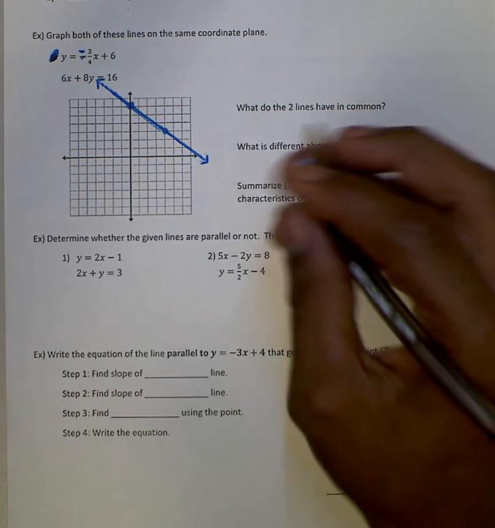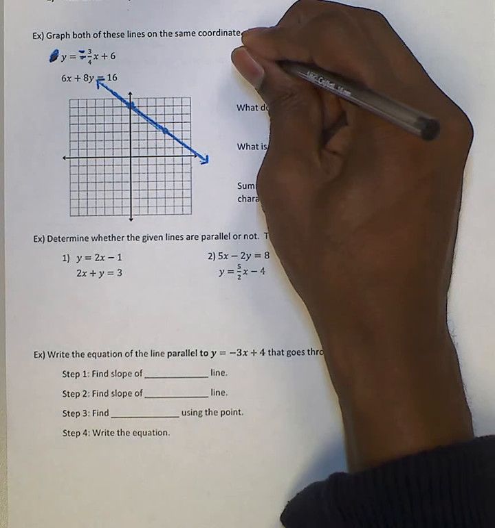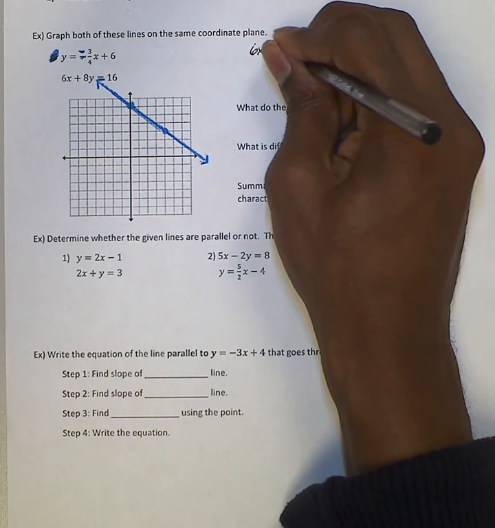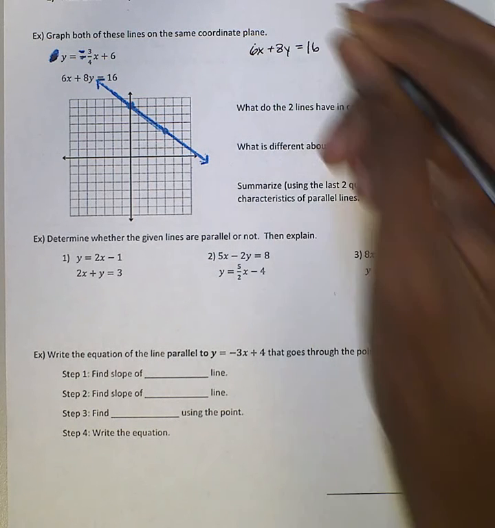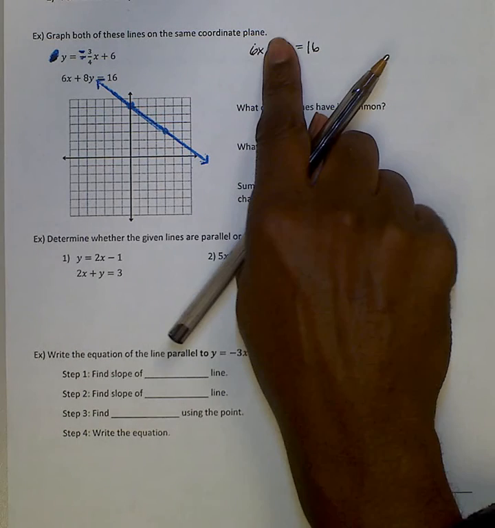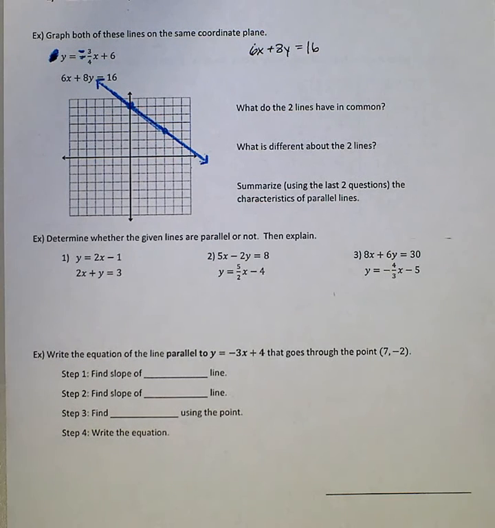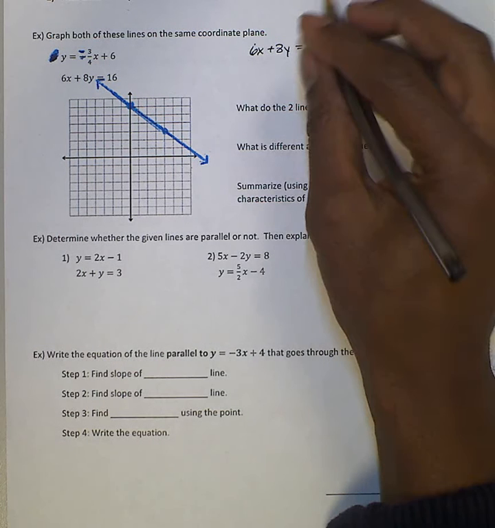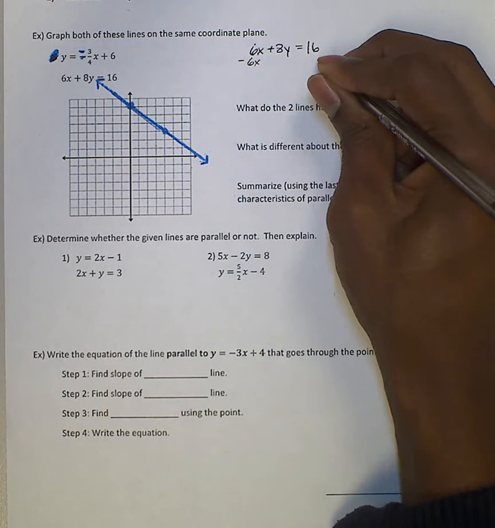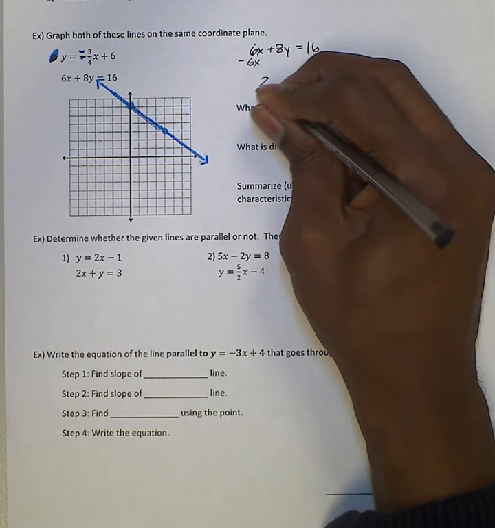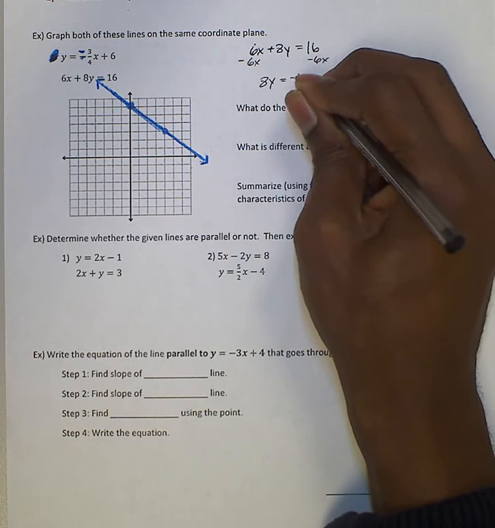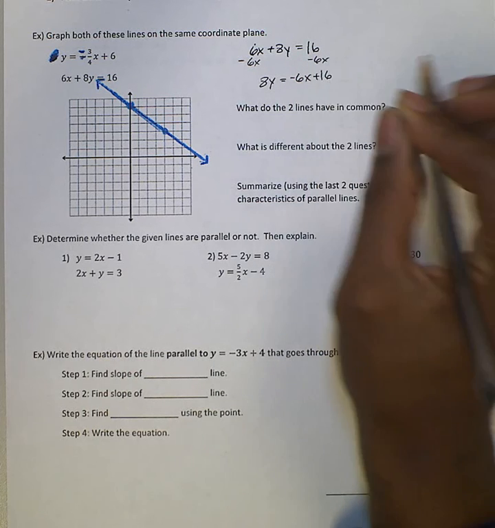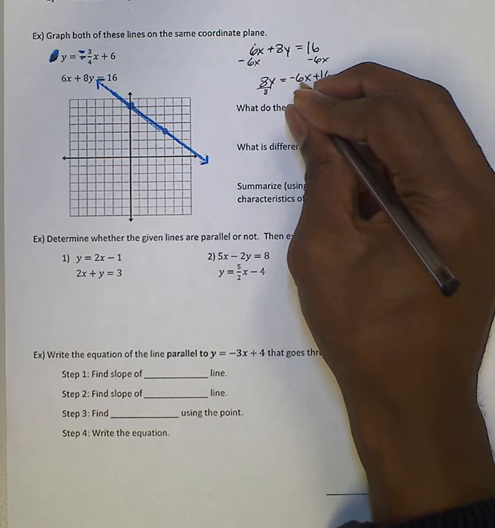On the same graph, I have 6x plus 8y equals 16. It'd be really nice if I could just use the intercepts, but I can't because 6 does not evenly divide into 16, so I know that intercept won't be a whole number. So I'm going to change this to slope-intercept form. I'm going to subtract 6x from both sides. That leaves me with 8y equals negative 6x plus 16. And then I'll divide by 8 to get y all the way by itself.